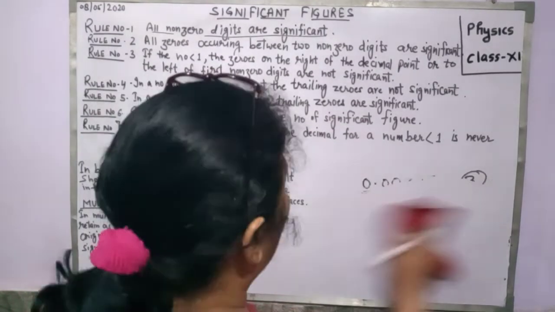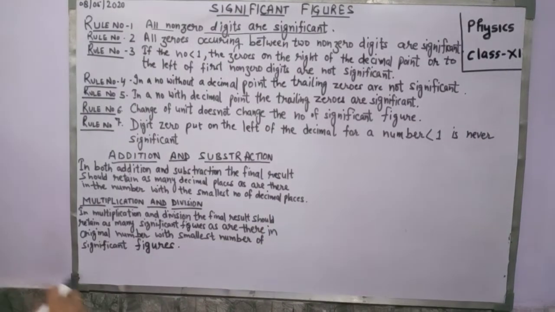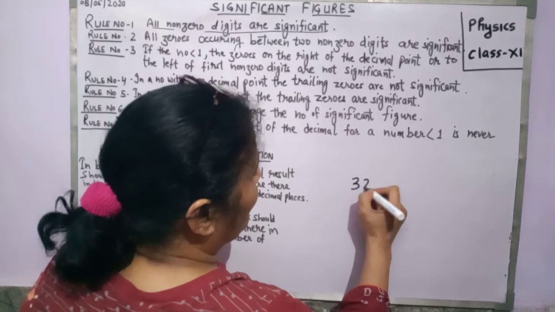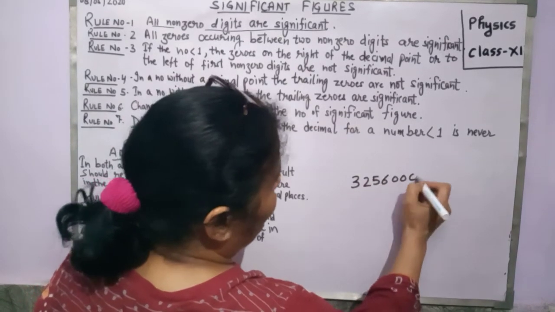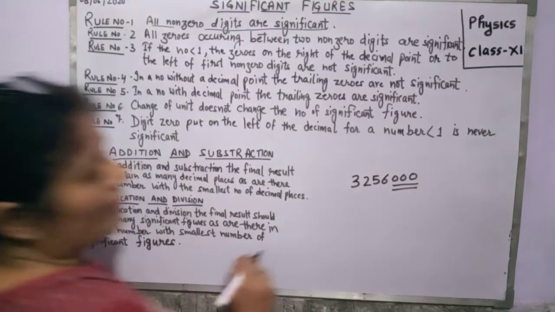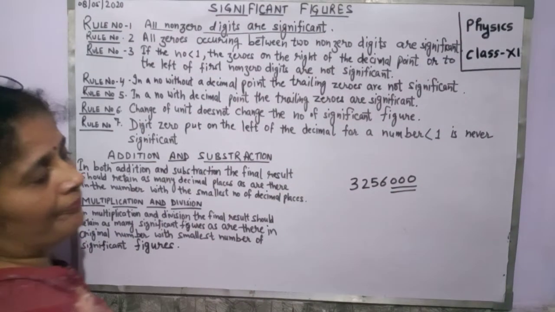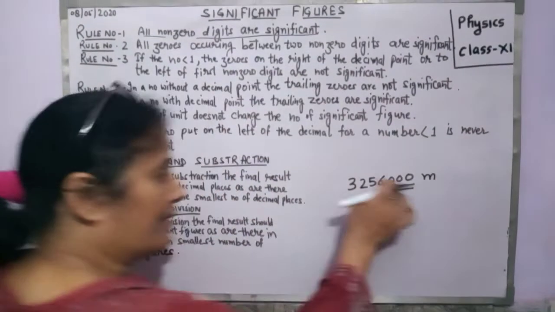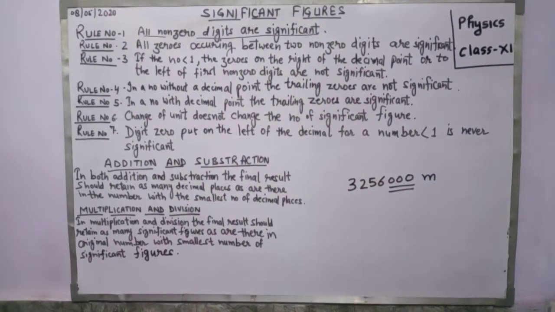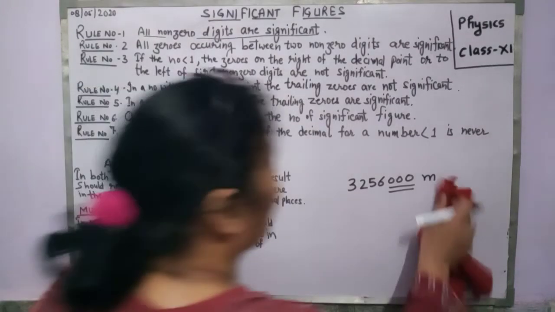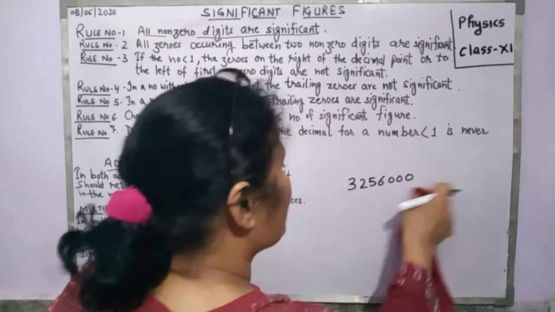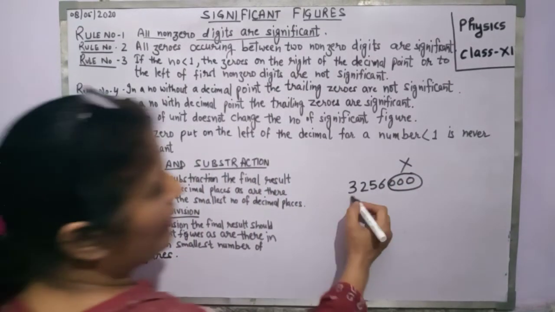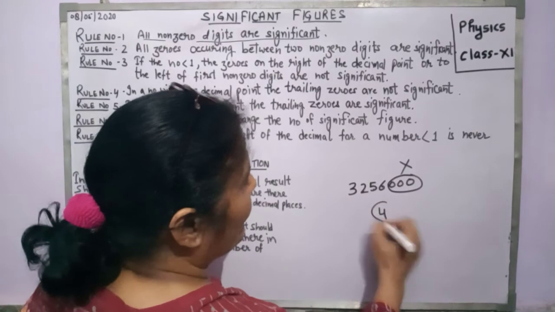Now the rule number 4. Number without a decimal point, the terminal zeros. That means you can say 3, 2, 5, 6, 0, 0, 0. These are the terminal zeros. These are insignificant. If we write here meter, it comes from a certain measurement, then these three zeros become significant. Here there is no measurement given to you, then these three zeros are insignificant. Now the significant figures are 1, 2, 3, 4. 4 significant figures are there.